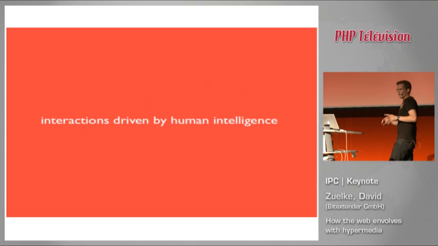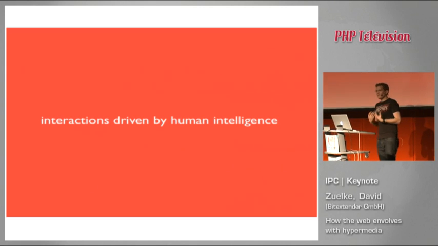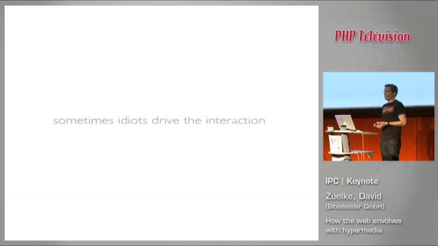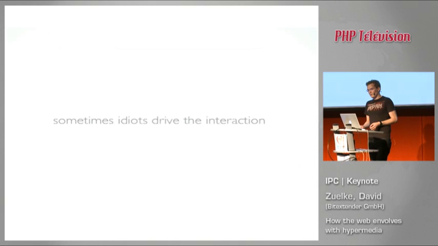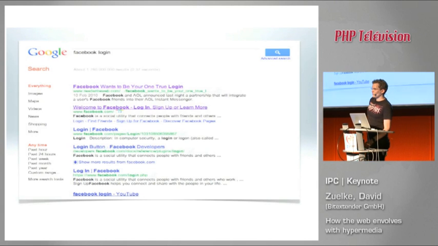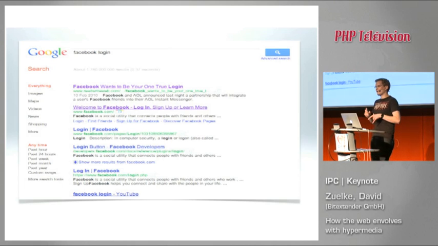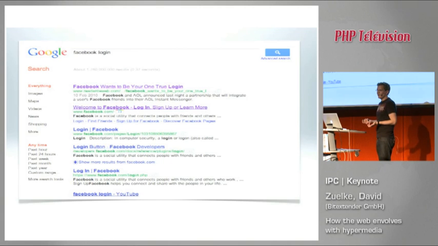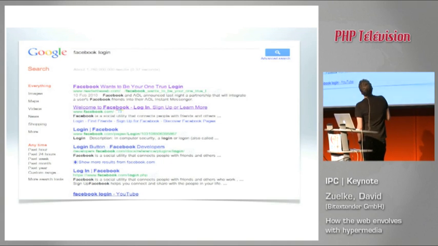And we all, with our intelligence, our human intelligence, we drive the interactions on the web. Intelligence is always relative, right? So there can also be little intelligence on the web. And then the idiots drive the interaction. And that's happened sometimes. For instance, there was this really fun story last year where people who Google website addresses, like they type Amazon.com in Google and then click the first hit. So people apparently type Facebook login, click the first link, right? So, and there's this readwriteweb.com, Facebook wants to be your one true login.